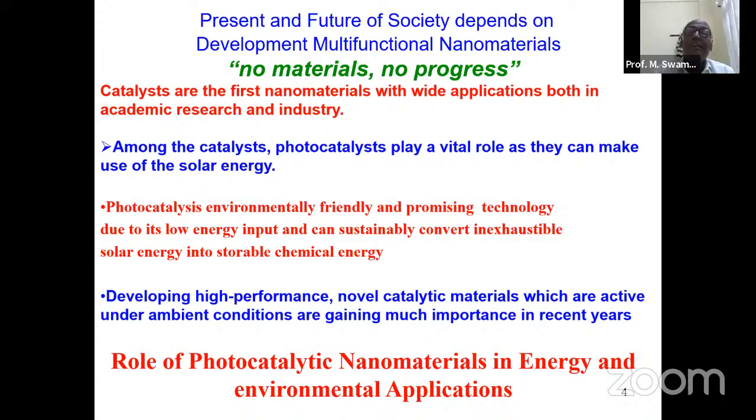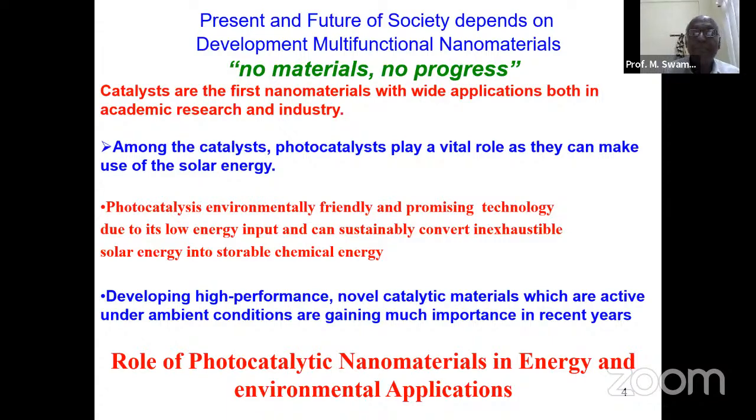Catalysts are the first nanomaterials with wide applications, both in academic research and industry. Particularly the photocatalysts are very important because they can make use of solar energy, and it's an eco-friendly, promising technology due to the low energy input and can sustainably convert solar energy into storable chemical energy. So the present research is focusing on the development of new nanomaterials or catalytic materials in recent years. So we'll see the role of photocatalytic nanomaterials in energy and environmental applications.